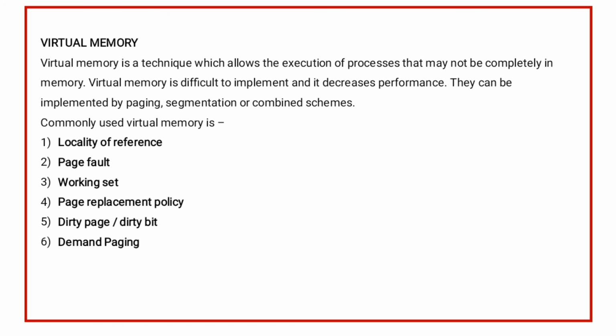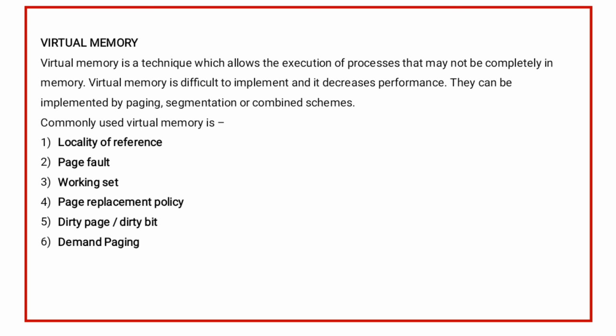The next topic is virtual memory. Now, what is virtual memory? Virtual memory is a technique which allows the execution of processes that may not be completely in memory. Virtual memory is difficult to implement and it decreases performance. It can be implemented by paging, segmentation, or combined schemes. Commonly used concepts in virtual memory are, first, locality of reference. In locality of reference, we forecast whether a page is likely to be referenced in the near future based on its past behavior, and hence it may be removed from memory.